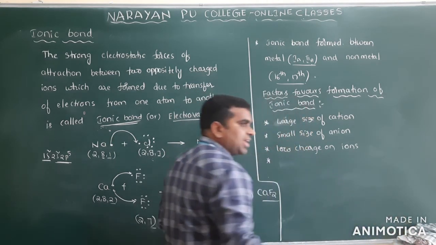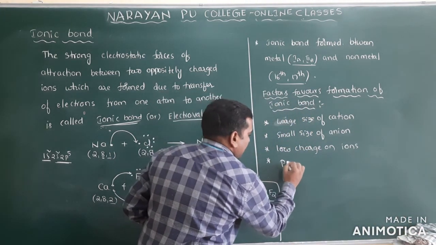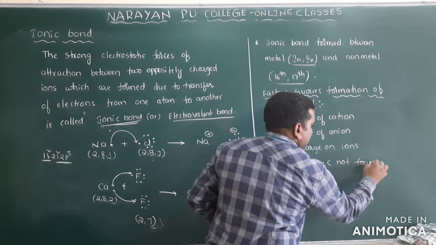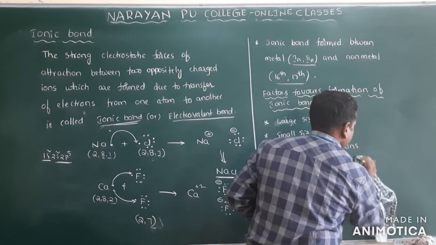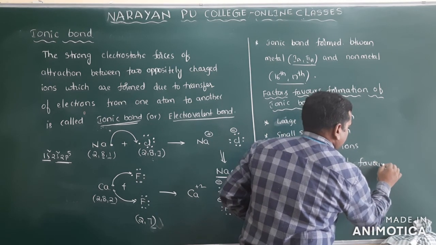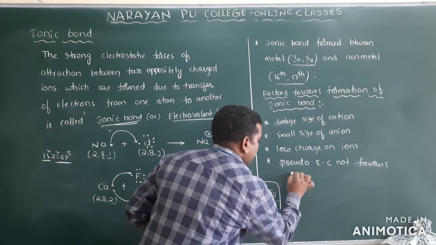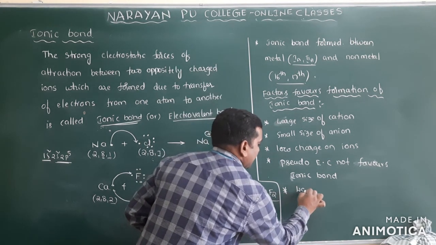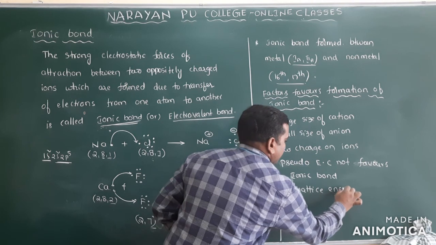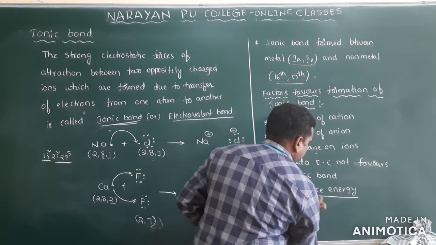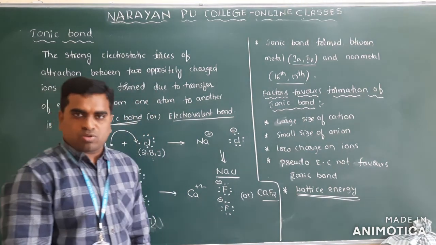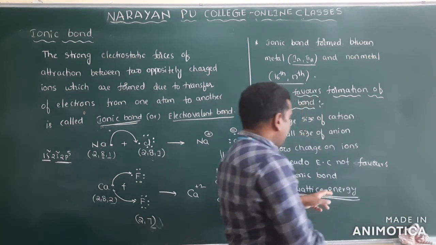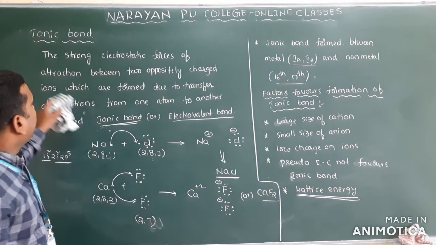Which electronic configuration is favorable here? That is noble gas configuration. So here, pseudo-noble gas electronic configuration does not favor ionic bond. Clear? And the last factor is lattice energy. Clear? So this is lattice energy. It gives information about the stability of ionic compounds also. Clear? The first four are important, and this also comes under the stability or covalent character of ionic bond. It will give information.